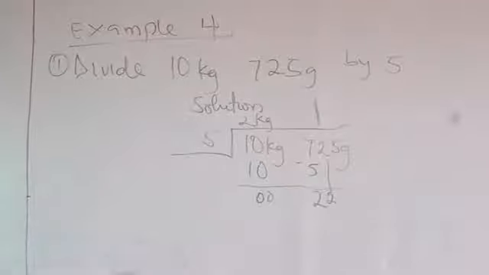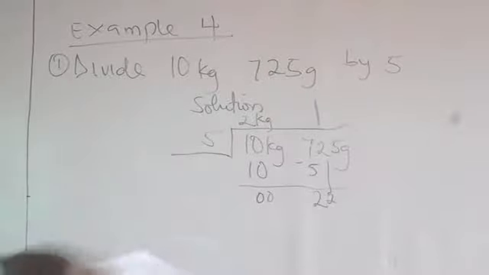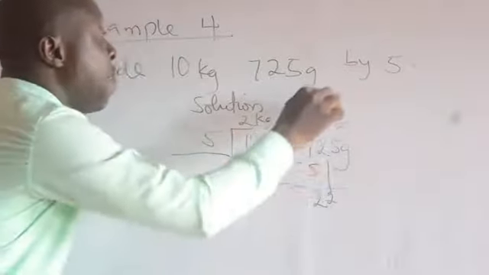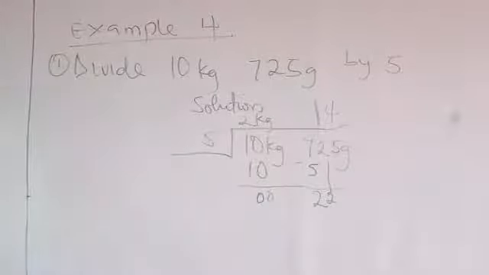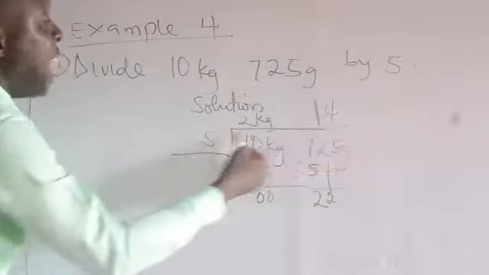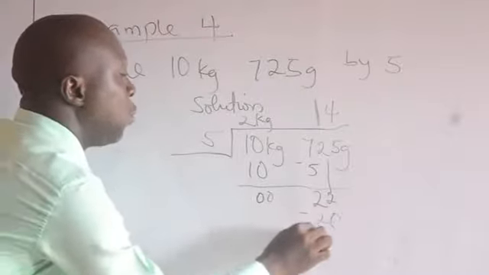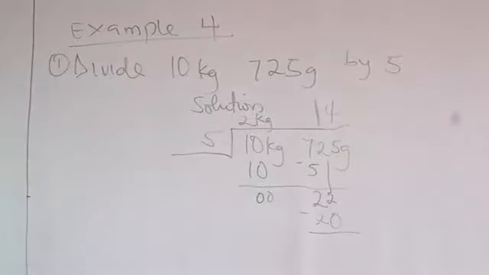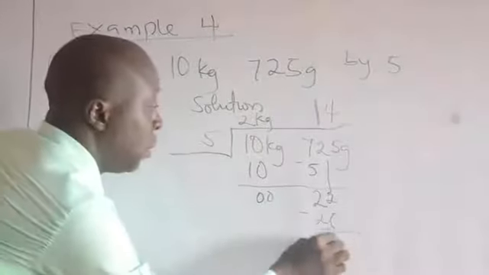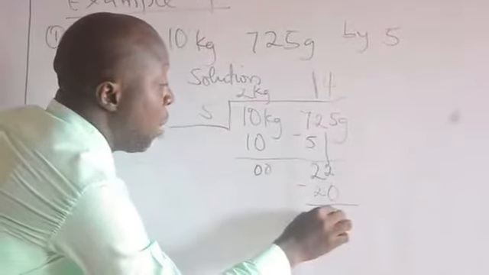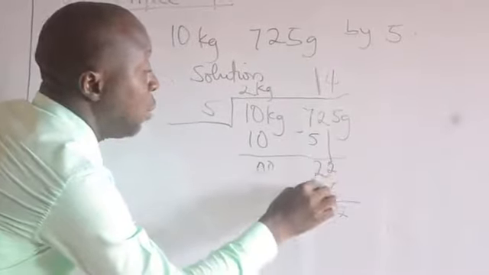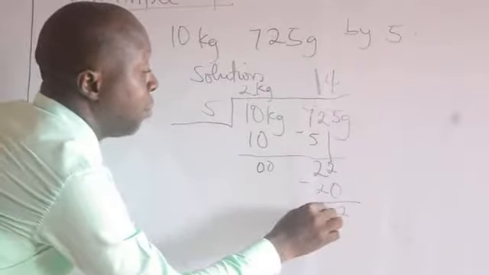22. 22 divided by 5 will give us 4, remainder 2. So we'll put down our 4. 4 times 5 will give us 20. Then we'll subtract. 22 minus 20 will give us 2. And 2 minus 2 will give us 0.